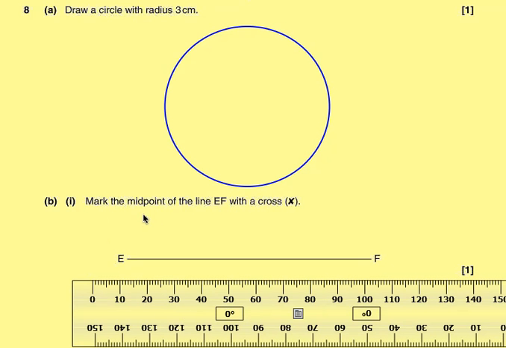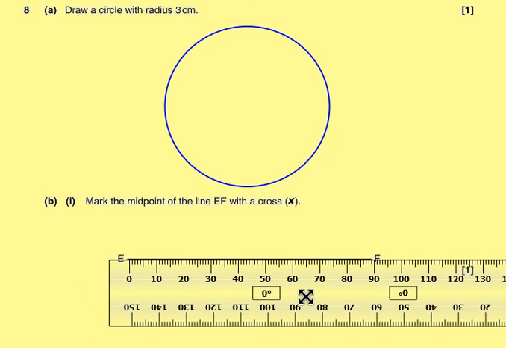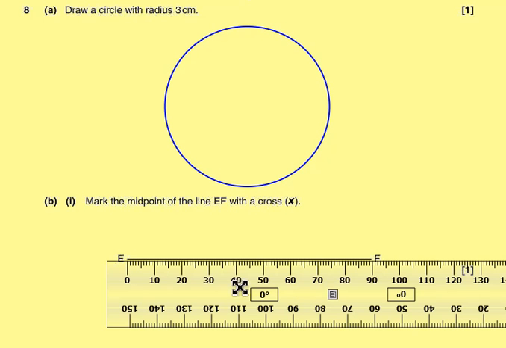Part B, mark the midpoint of the line EF with a cross. So we first need to measure our line EF. I'm going to measure that accurately, and it measures 9 centimetres, 90 millimetres. So halfway along that line is going to be 45 millimetres or 4.5 centimetres. So there is our midpoint.